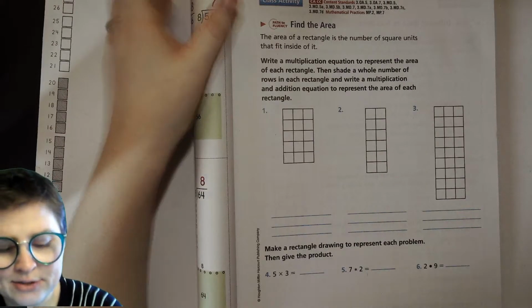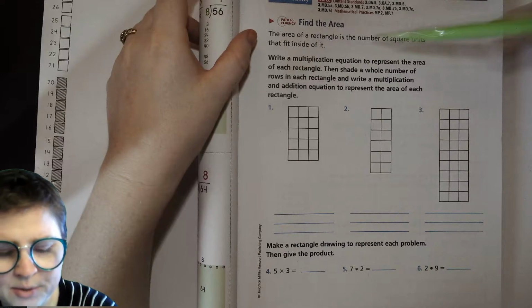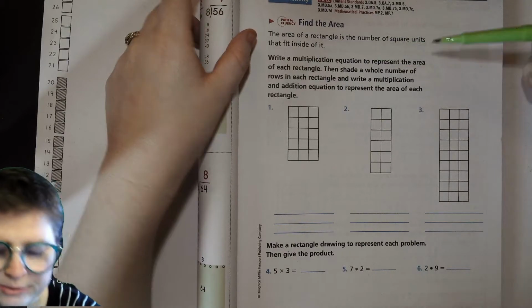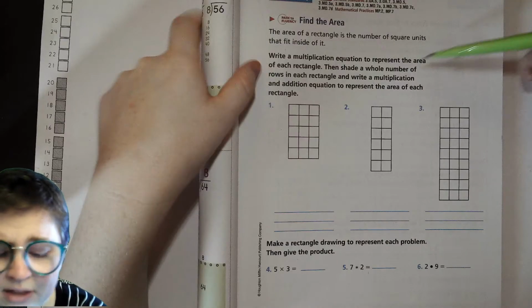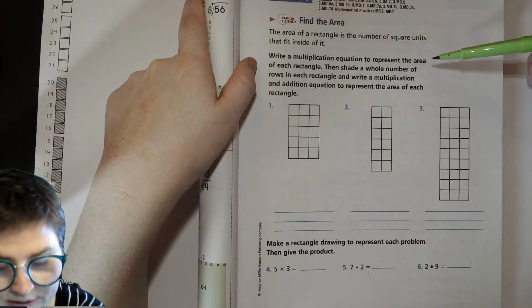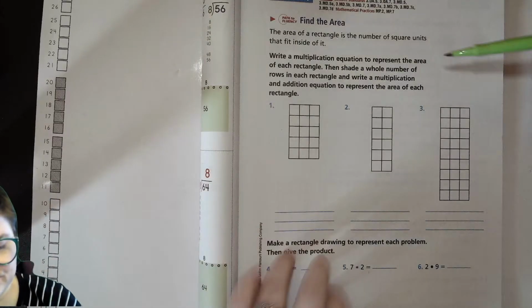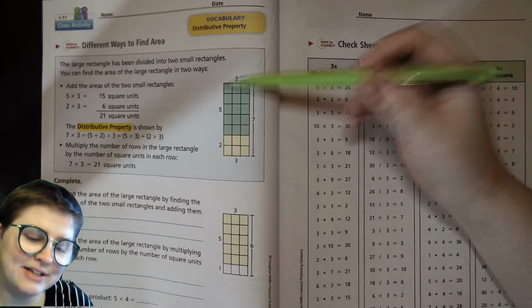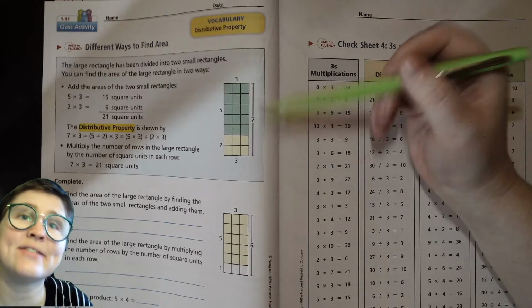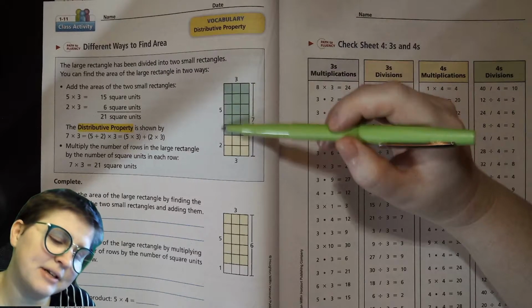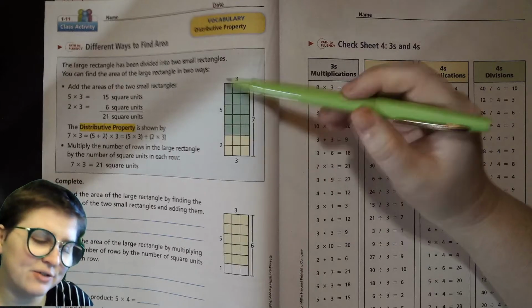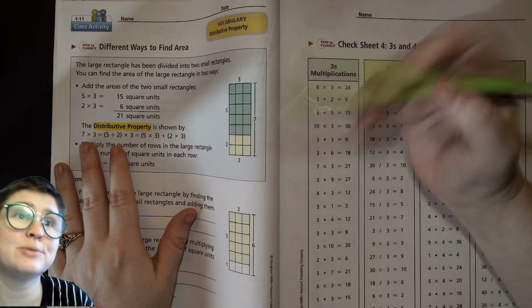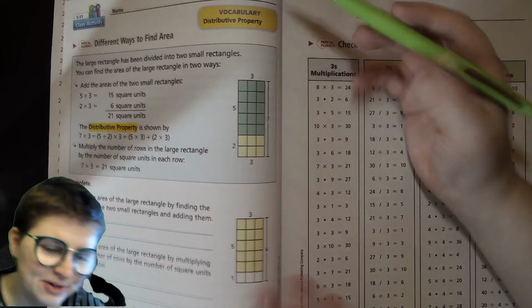Okay, so it says the area of a rectangle is the number of square units that will fit inside of it. Write a multiplication equation to represent the area of each rectangle. Then shade a whole number of rows in each rectangle and write a multiplication and addition equation to represent the area of each rectangle. So if you want an example of what that looks like, you can see right here, this side is 3, this side is 7 long, and then you can break that up into 5 plus 2, and then they're trying to help you understand something called the distributive property, which we'll definitely use in 4th grade and a little bit here too as well.